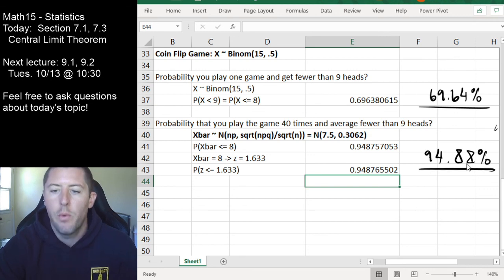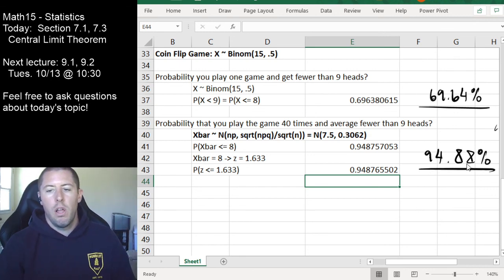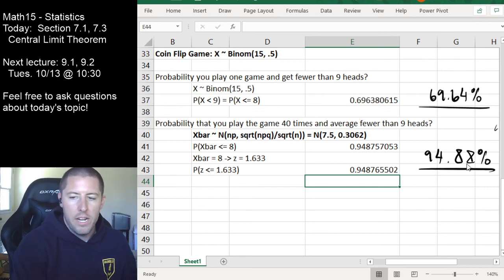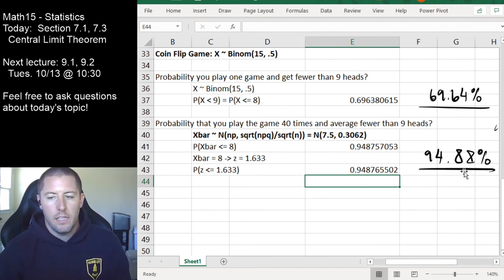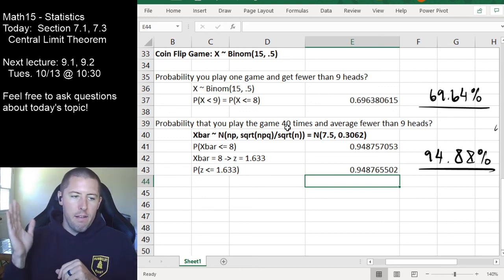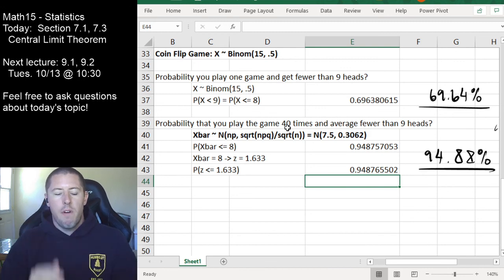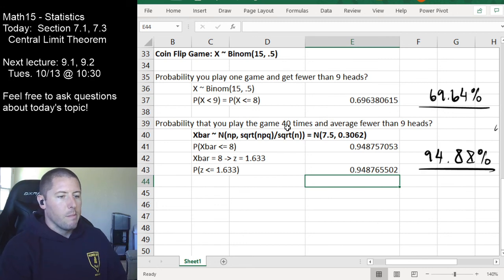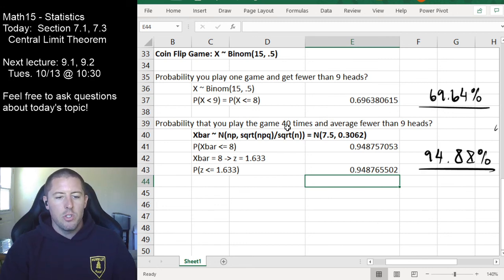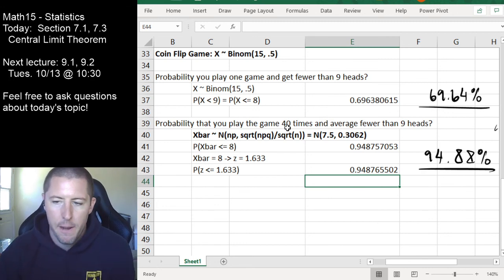94.88% chance that we will see an average roll of fewer than 9 heads over 40 games. Much, much more likely that we're here near the middle of our distribution, since less than 8 was sort of an upper tail for our distribution, and more things were packed up towards the middle. Much more of our area got covered here, because the larger our sample size gets, the more likely it is that our sample is closer to average, what we expect right there.